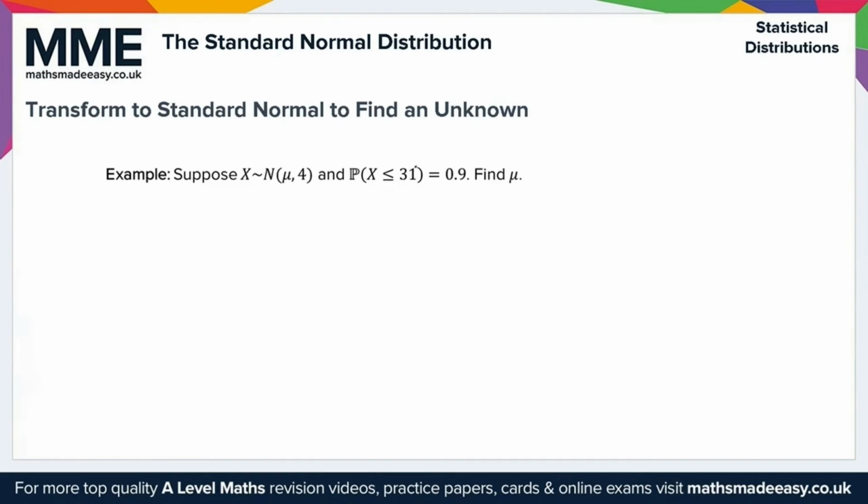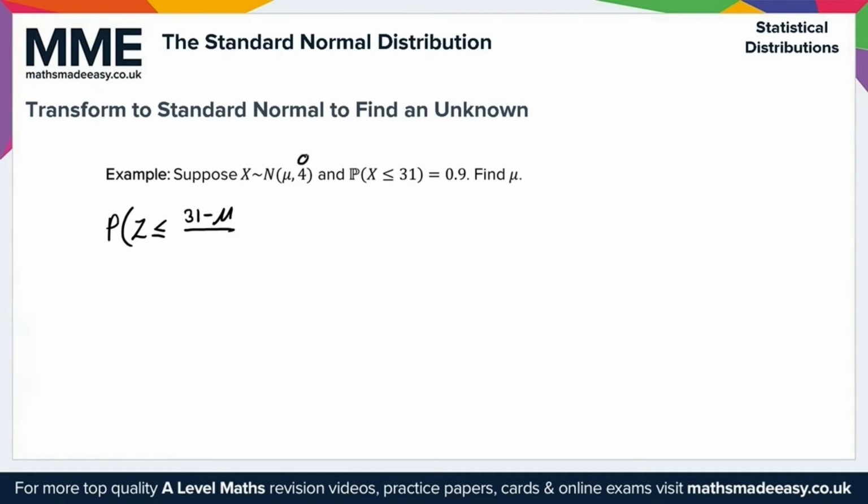We just want to find mu now. So this is why we would use the standard normal distribution. So to start with here, let's just write our probability. This is the probability that z is less than or equal to 31 minus mu, because remember, we don't know what mu is, and then we divide this by the standard deviation sigma.